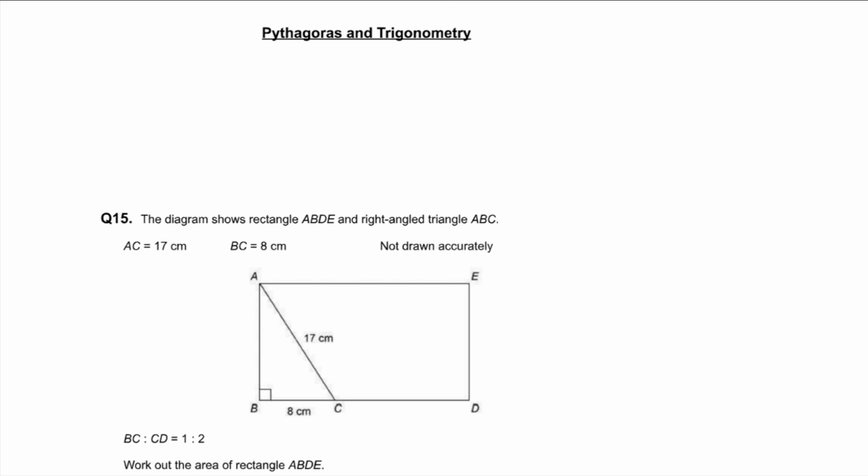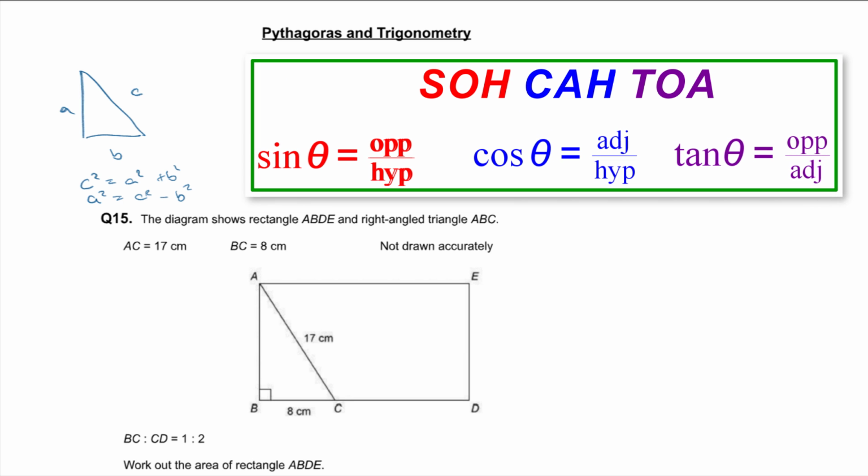Okay, next up we've got Pythagoras and trigonometry. This section is all about right angle triangles. In a right angle triangle, if I've got three sides A, B and C, then C squared equals A squared plus B squared. Don't forget, if you're finding one of the shorter sides, it's going to be subtraction, isn't it? So A squared is going to be C squared minus B squared. And then trigonometry involves sides and angles, so you've got your three trigonometric ratios that you can use: sine, cosine, tangent.